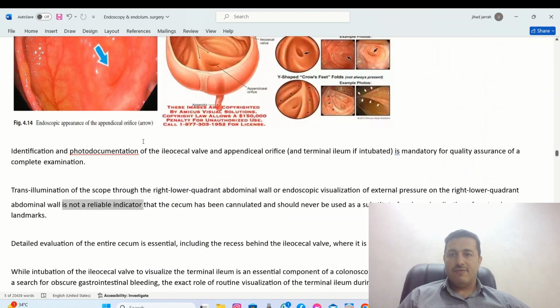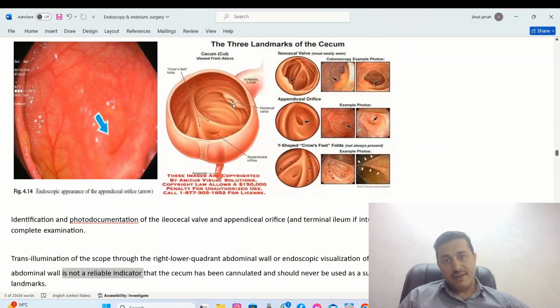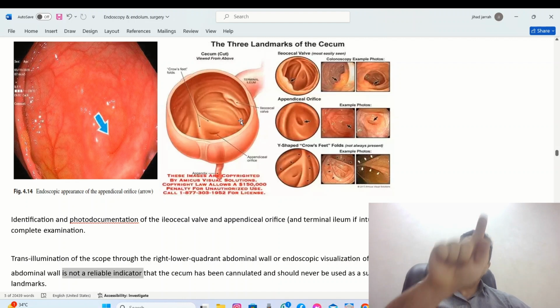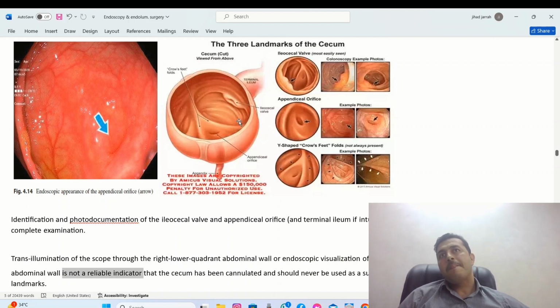Intubating the ileocecal valve. If we identify the ileocecal valve, we can enter it, and this is actually not always mandatory. But for example, in patients with inflammatory bowel disease, we know that in Crohn's disease, the terminal ileum is the most affected part. So it's an important part of the colonoscopy to enter the ileum in case of inflammatory bowel disease.